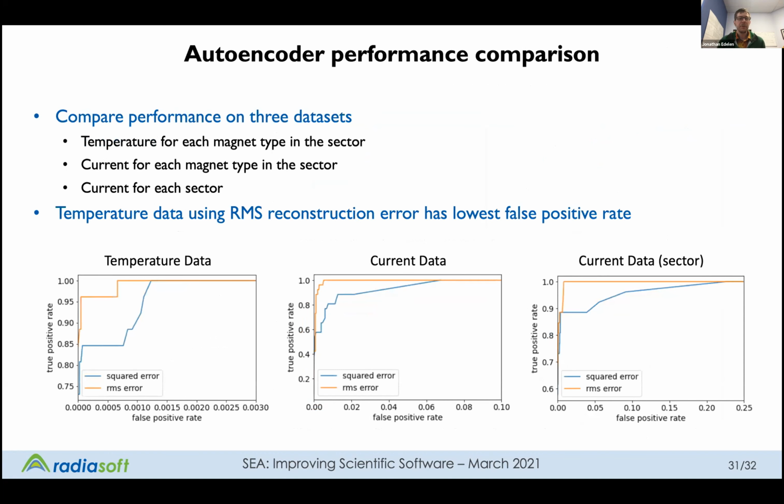And then when you compare between temperature data, current data, and current data where we aggregate by sector, the false positive rate is the lowest for the temperature data where we aggregate by magnet type in the sector. So that's saying that we should be using the bigger data set in general to minimize that false positive rate.